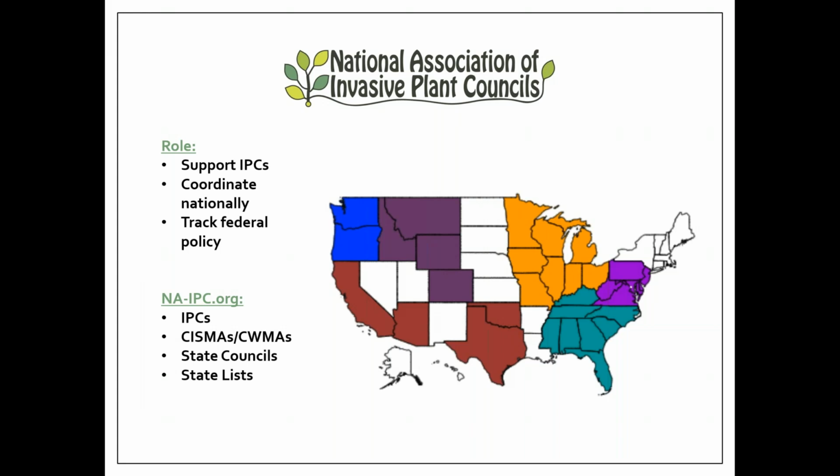On the website, na-ipc.org, there are lists of all the IPCs across the country. There is a map of SISMAs, collaborative invasive species management areas, and cooperative weed management areas. There is a list of state councils, so formal interagency state councils on invasive species. And then there's a tab that has a start on links to the lists for each IPC. And that's really the heart of what we're talking about today.